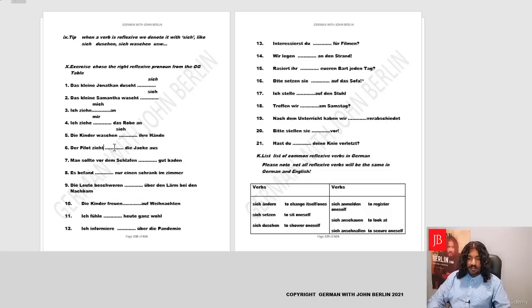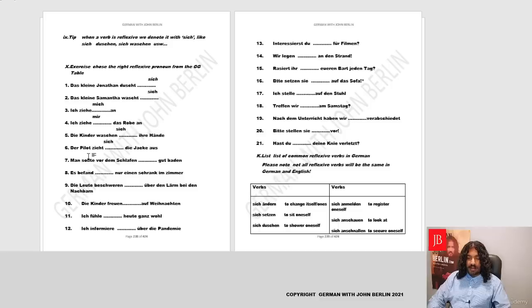Der Pilot zieht dash die Jacke an, die Jacke aus. Sorry, ausziehen is to undress. So the pilot undresses what? Die Jacke. So always ask what. If it's the person, you say accusative. If it's a thing, you say dative. It's a thing, so you say dative. That means the pilot undresses for himself the jacket. So for himself would be again sich.